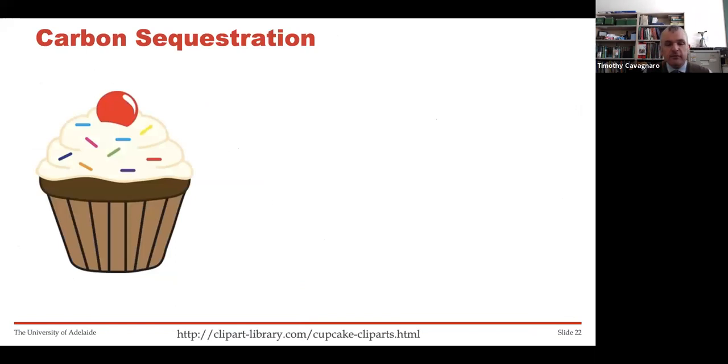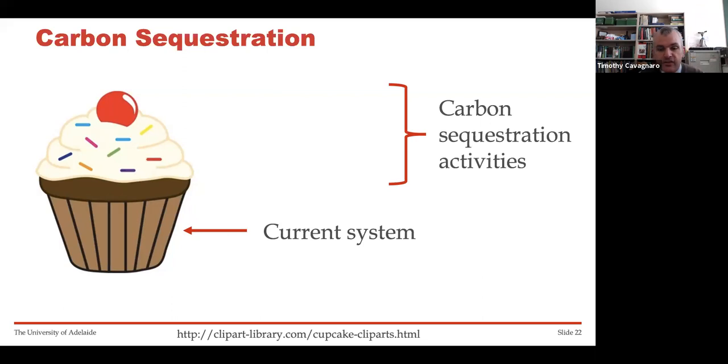Okay, so that's a strange slide, isn't it? There's a cupcake. Carbon sequestration, I think of it a little bit like a cupcake. Okay, bear with me. When I think about a cupcake, the cake is the current system. This is what we're currently doing. But as we all know, cupcakes, the cake itself is really just a vehicle for delivering the icing. Okay, and the icing is about the carbon sequestration activities.